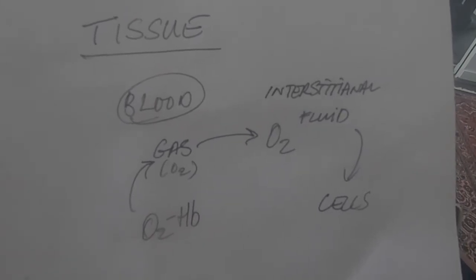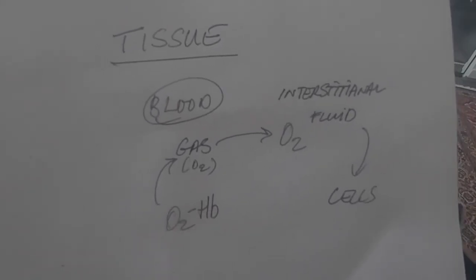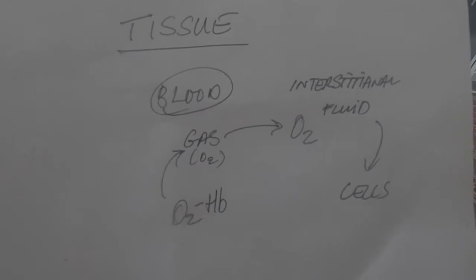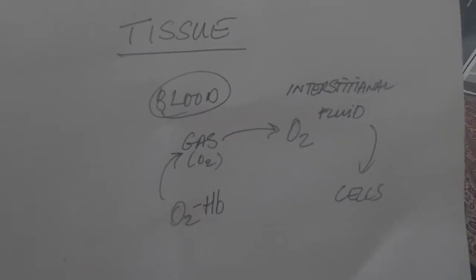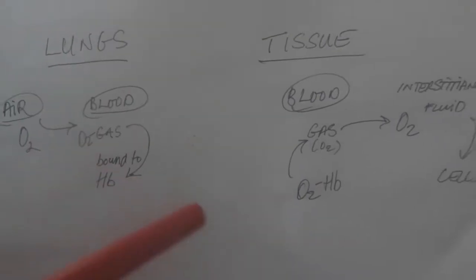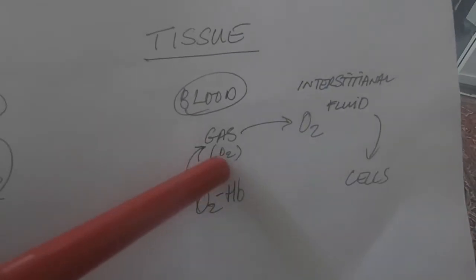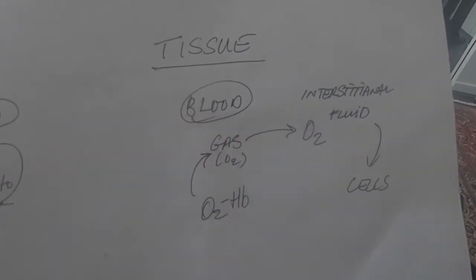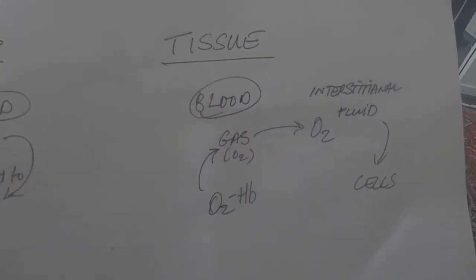So what we will now see in the discussion of the oxygen hemoglobin dissociation curve is the relationship between oxygen bound to hemoglobin and the arterial blood gas of oxygen.